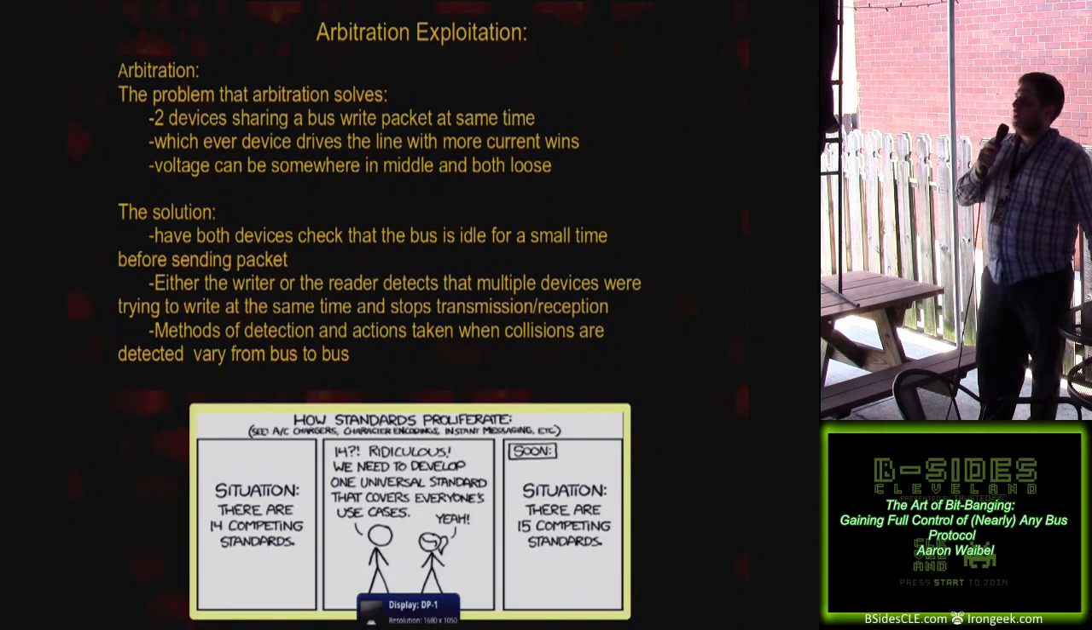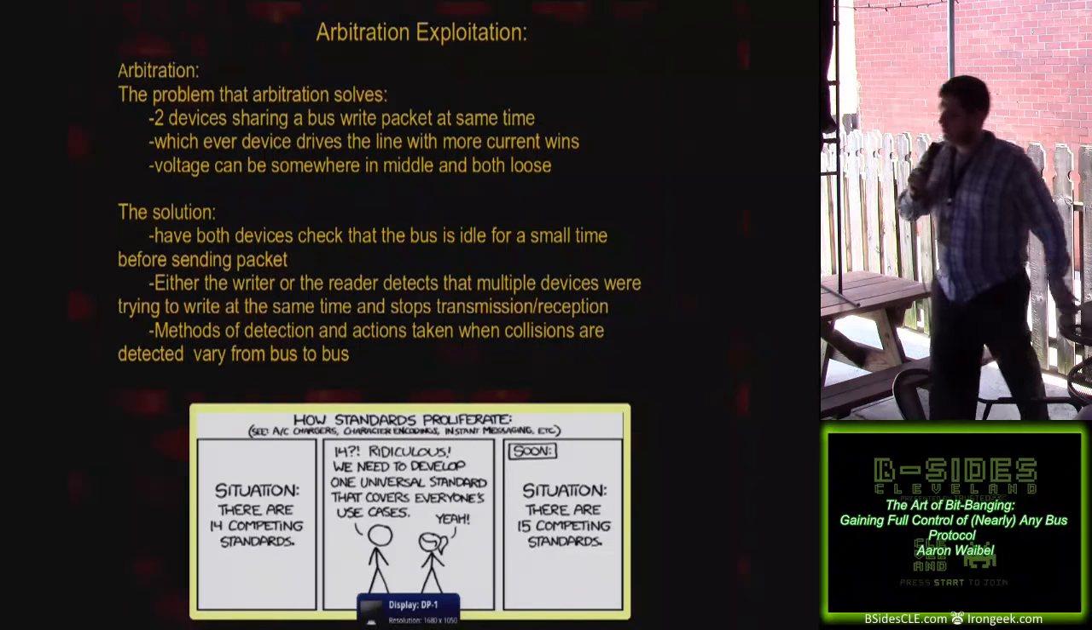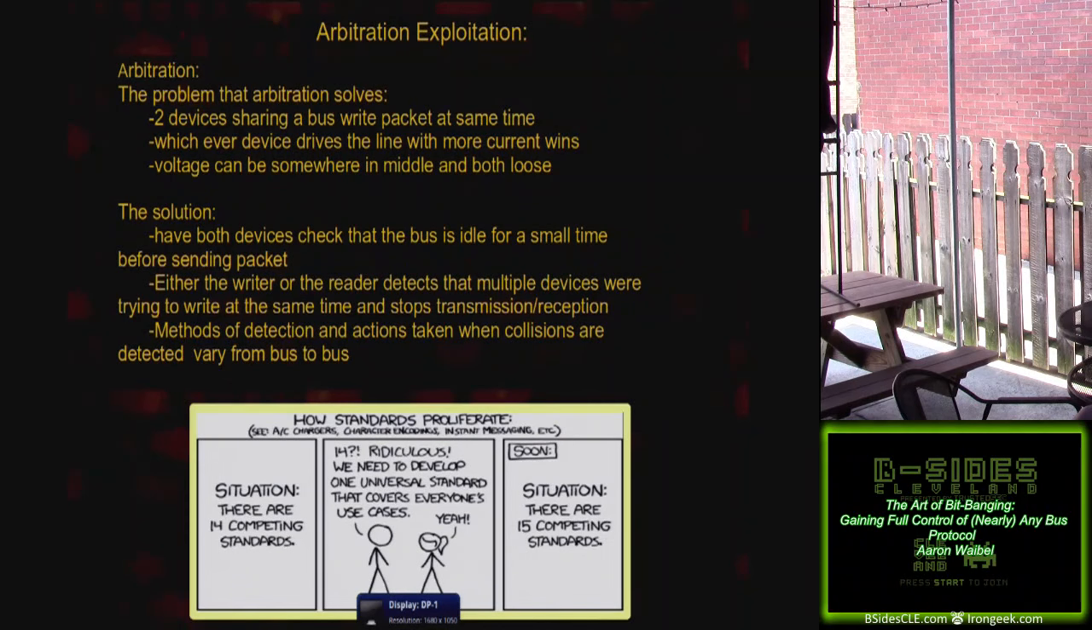They'll usually wait for an idle state for some small amount of time before they try to send a packet, and then if they have sent a packet and they detect some kind of corruption, then they'll stop sending it immediately, back off, wait a few more microseconds, and try to resend the packet, which, as we'll see, is how you can exploit that kind of behavior to do obscure things.